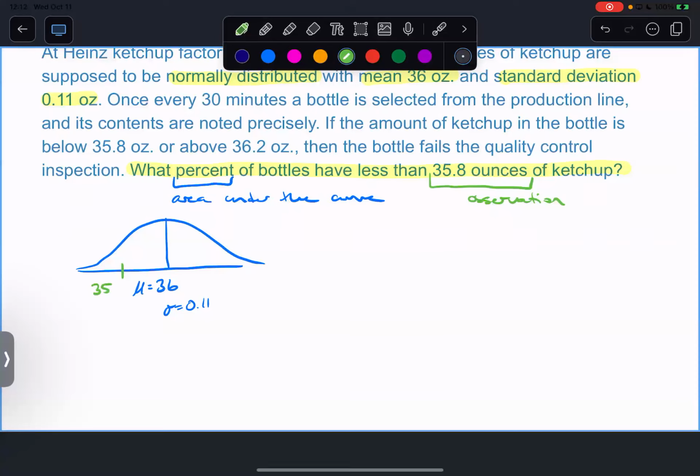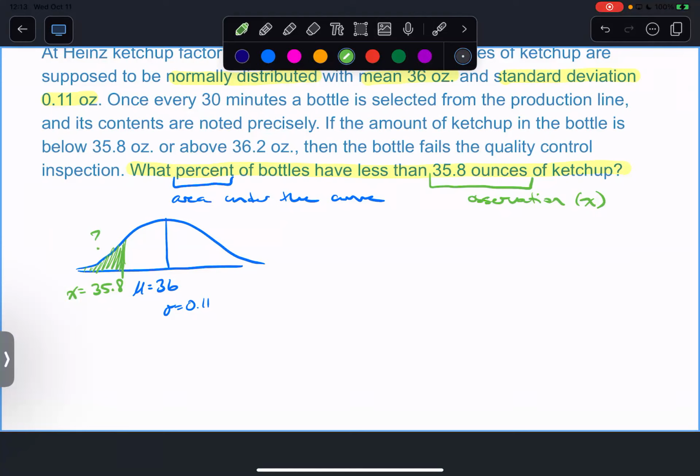So 35.8 is your observation, which is X on your formula sheet. So I'll start using that. Now I want to know what percent of bottles have less than 35.8 ounces. So everything below 35.8, there's some area and we need to find it.